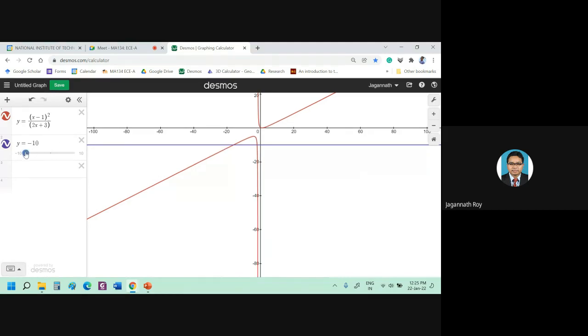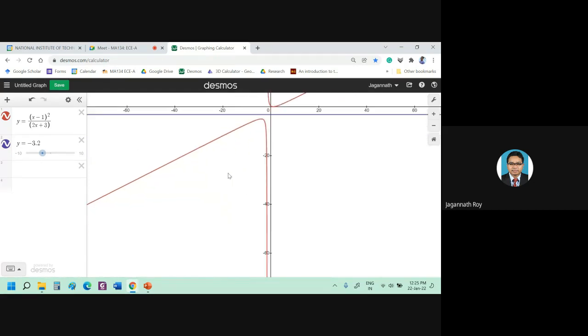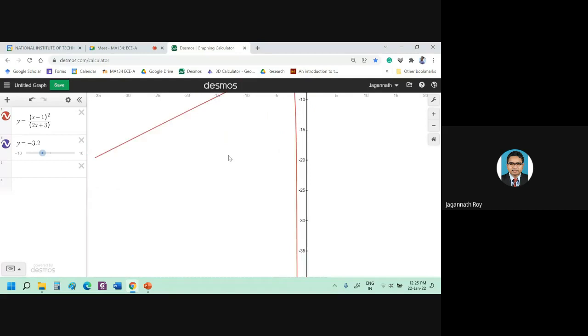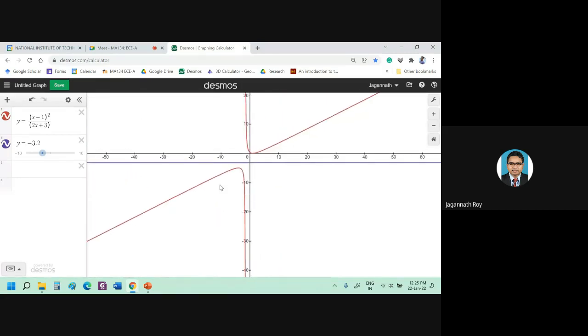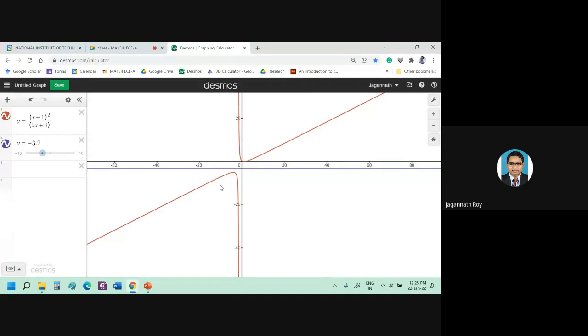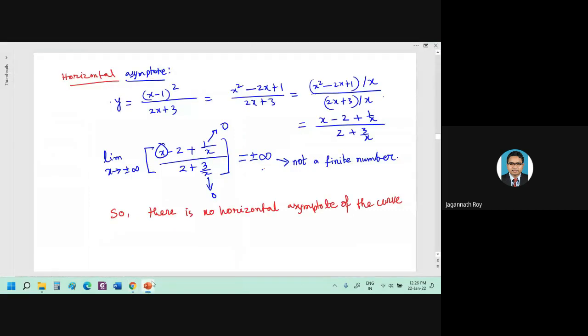What happens if you take y equals -1 or -3/2? Is it intersecting? It is not going to. So, in fact, there is another concept that we are forgetting. Can you tell me what that is? Inclined asymptote.